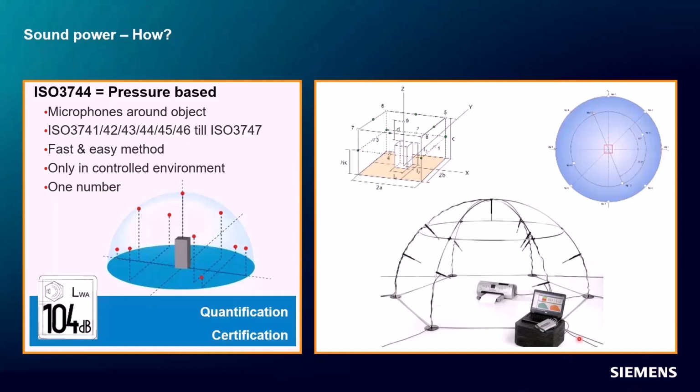So this is an example of a hemispherical arrangement. Similarly, you can have a parallelepiped kind of an arrangement also. We'll see later there are different arrangements that can be made for this purpose. And the ISO standard helps us in choosing which arrangement we want to use.